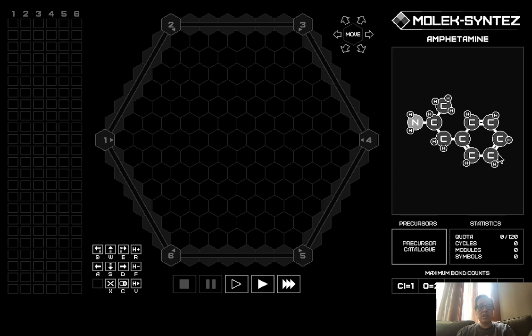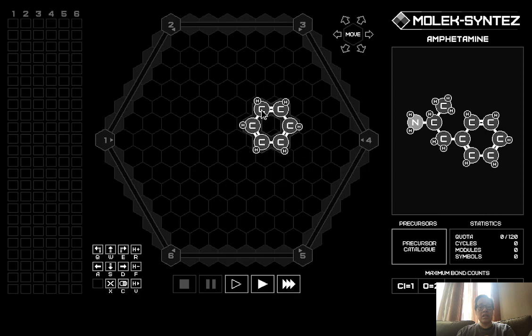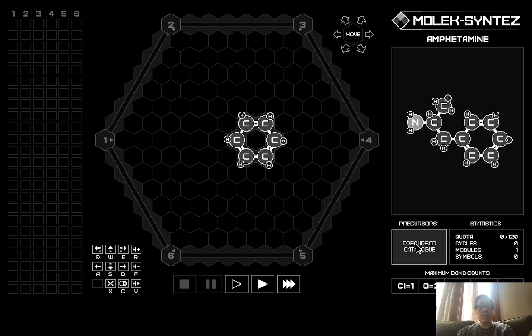Amphetamine is a carbon ring, and then three carbons and a nitrogen. So let's see what we've got here. I think I want to use benzene for the ring. And then let's see what else we've got. I've put it so that the one working carbon is at the intersection of all the nodes, even if number four is blocked by the rest of the ring, and so are three and six and five for that matter. Okay, so I need now three carbons and a nitrogen.